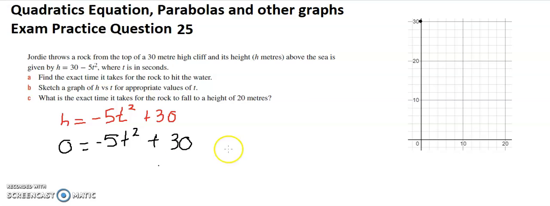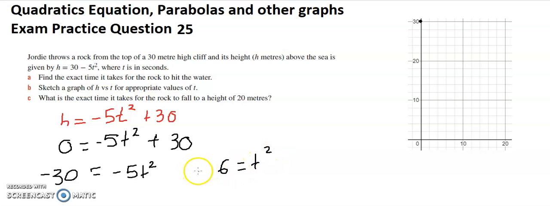the x-intercept. So I take 30 from both sides, and that gets me negative 30 is equal to negative 5t squared. I divide both sides by negative 5. Negative 30 divided by negative 5 is 6 equals t squared. The opposite of squared is square root. So if I square root both sides, the squared cancels out. And that leaves me with t equals square root of 6, and that is my x-intercept. So I'll just put that roughly here.